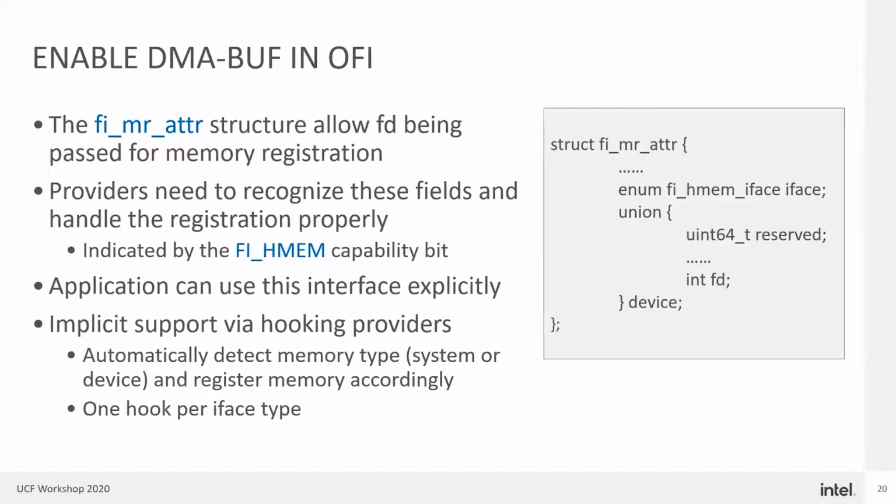This capability is indicated by a special bit. Applications can use this new interface explicitly for optimal performance, but also for OFI, there's a way to support this implicitly by using something we call the hooking providers. The hooking provider automatically detects the memory type based on the address and registers the memory accordingly. Each hooking provider will only handle one interface type.